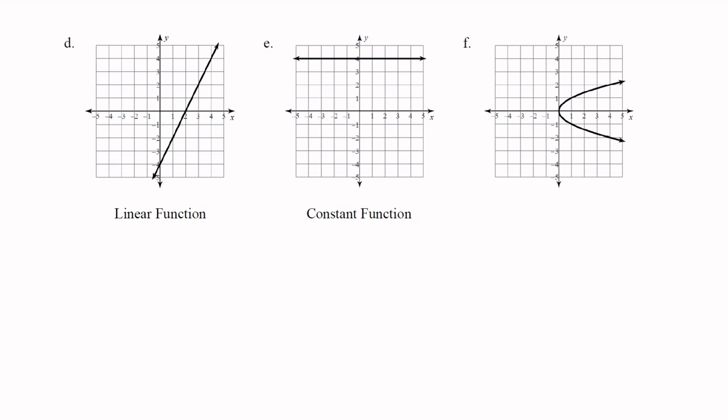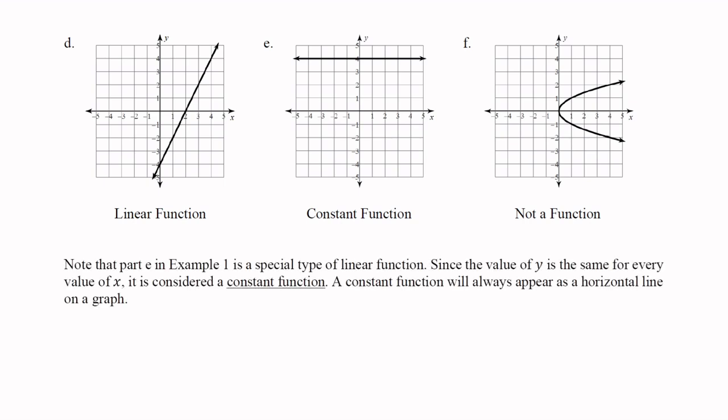And then F here, not only is it not a straight line, it's also not a function. So F is certainly not a linear function, and more specifically, it's not a function at all. So just to recap, part E here is a special type of linear function. Because the value of y is the same for every value of x, it is considered a constant function, and a constant function will always appear as a horizontal line in a graph.